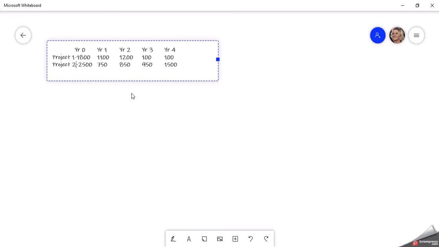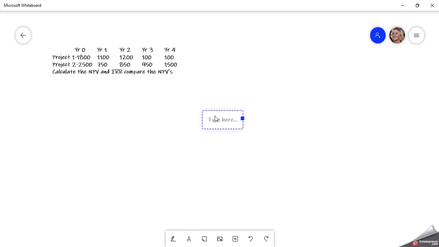Okay. So again, we're going to calculate the net present value and the internal rate of return, and then compare the net present values. So again, go into our cash flow function. We've got our cash flow.